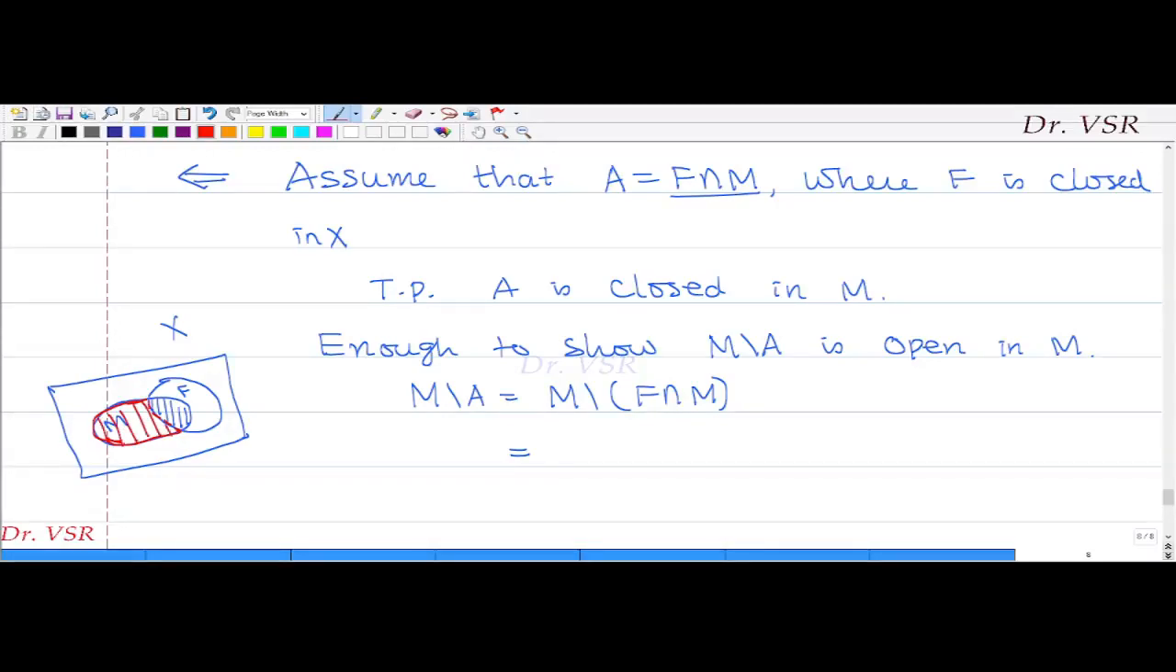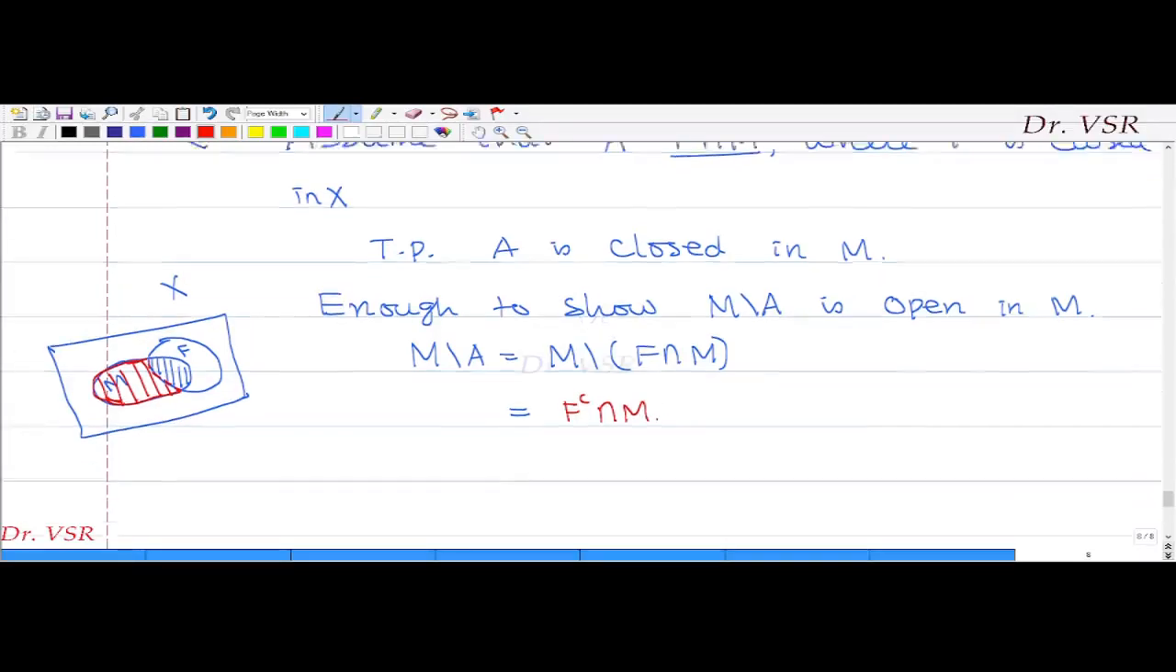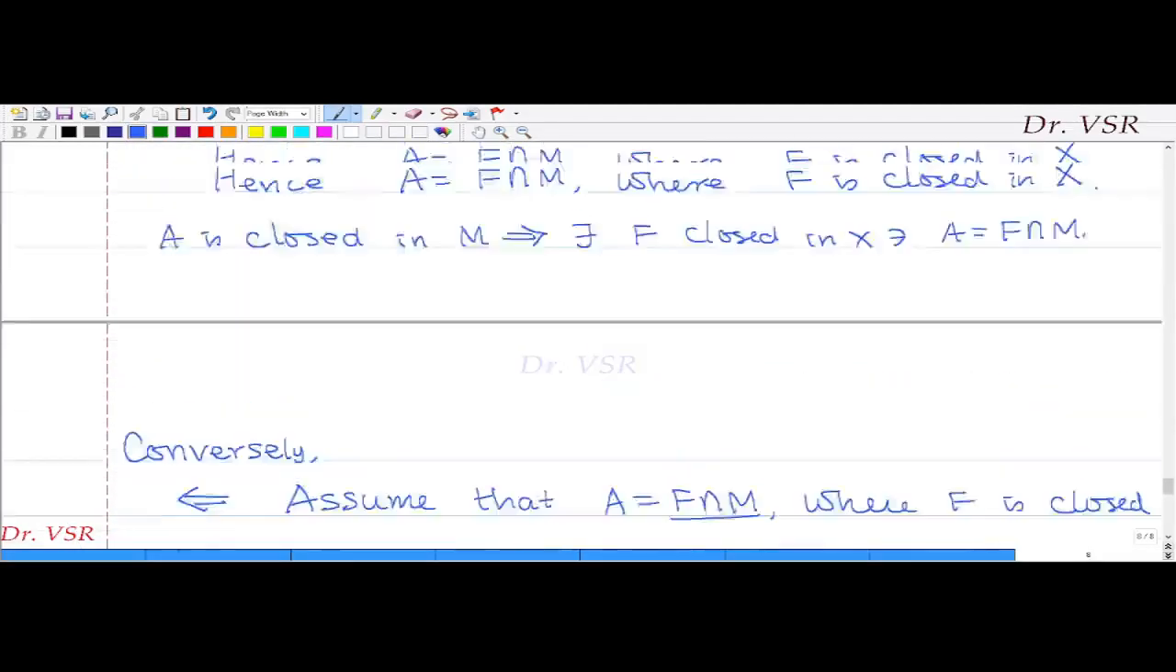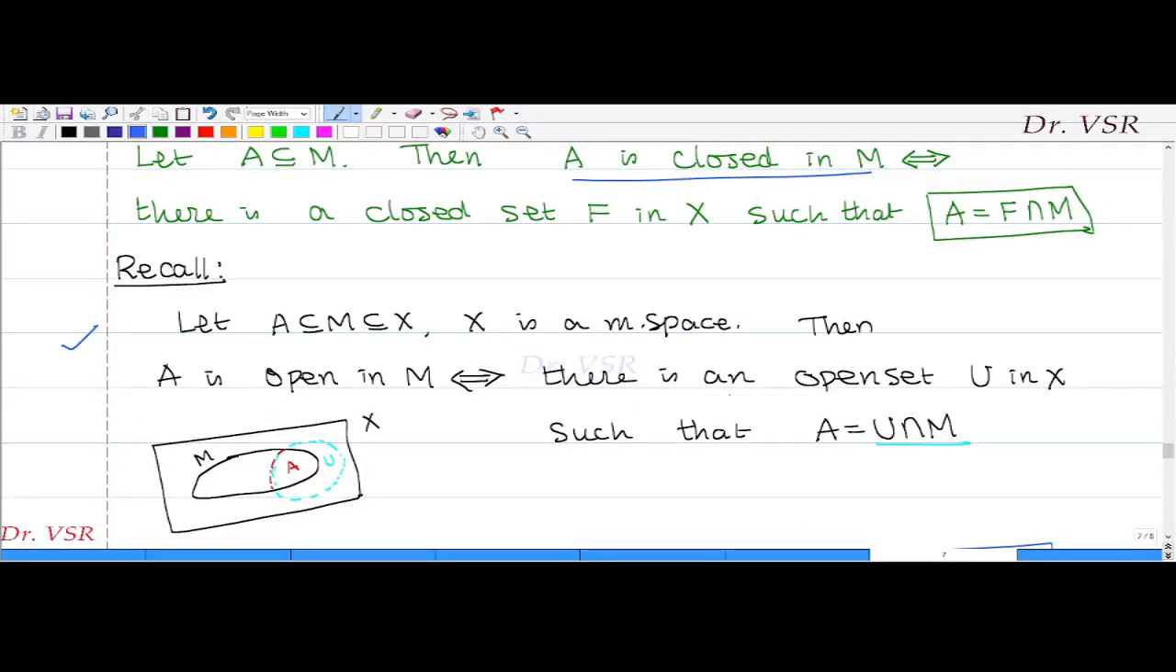So how can we express this? This can be expressed as F complement intersection with M. OK, and note that F complement is open. Since F complement is open in capital X, F complement intersection M is open in M. OK, this is what we said in the first theorem and example. Suppose I take A expressed as U intersection M, where U is open, then U intersection M, that is A, is open in M. Instead of A I write U intersection M is open in M.